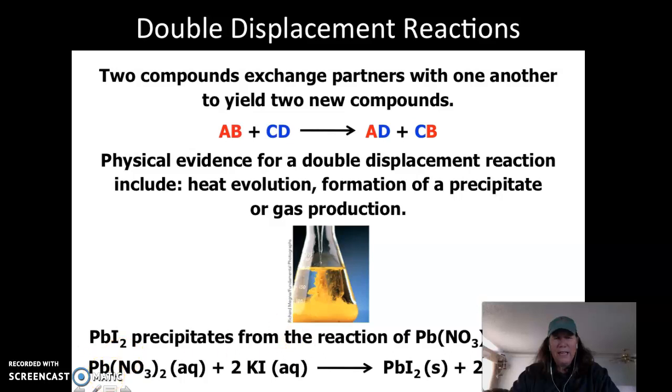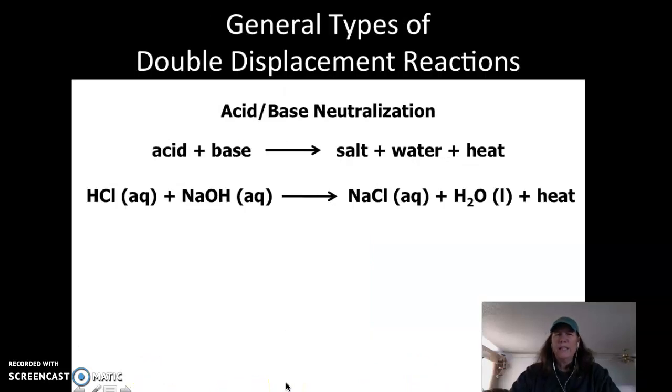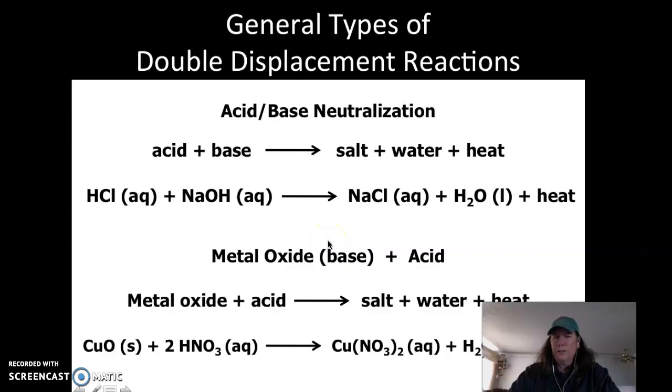Here I have lead nitrate plus potassium iodide. The lead is going to go with the iodine and the potassium is going to go with the nitrate right here. So you're just switching partners. Here's some more. Here we have an acid and a base. What happens is the hydrogen and the hydroxide combine to form water, and then the sodium and the chlorine form a salt. So they're switching partners.